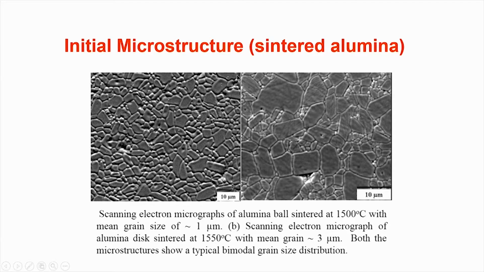This is the sintered microstructure of alpha alumina, a scanning electron micrograph. One is the flat and one is the ball. You can see these are large tabular grains, fairly coarse grains, but there is also a bunch of smaller, finer grains. The typical grain size is somewhere between 1 and 3 micron.